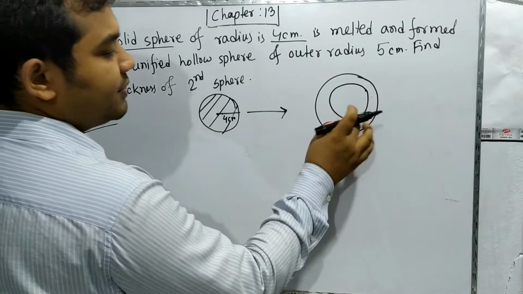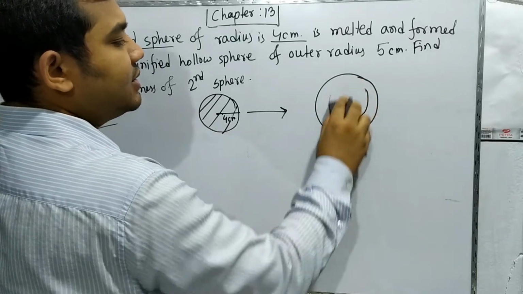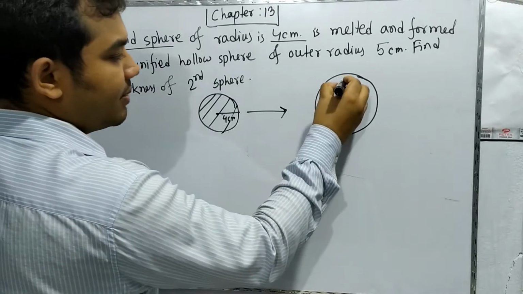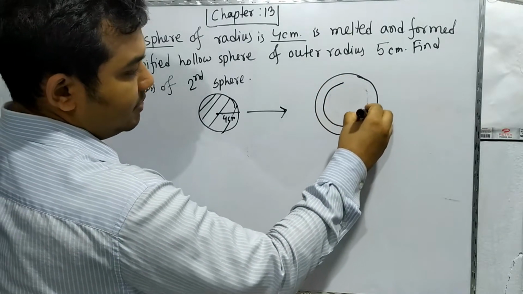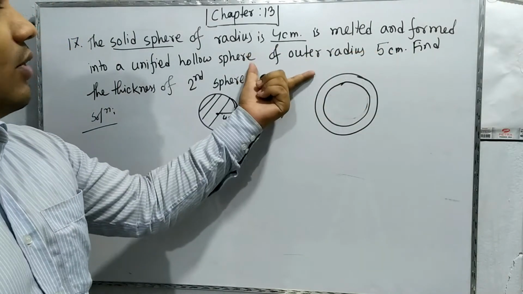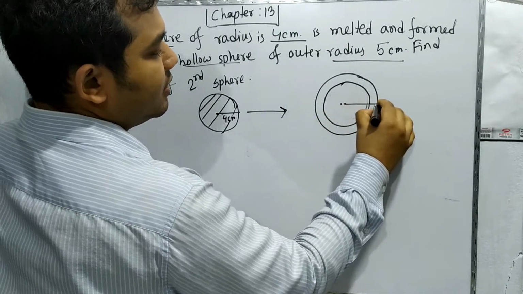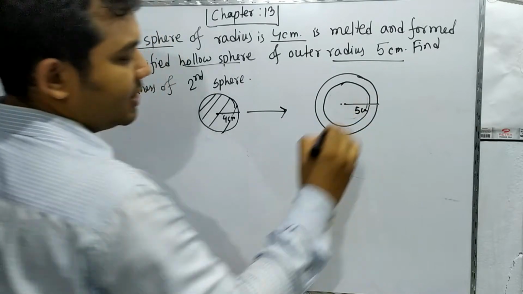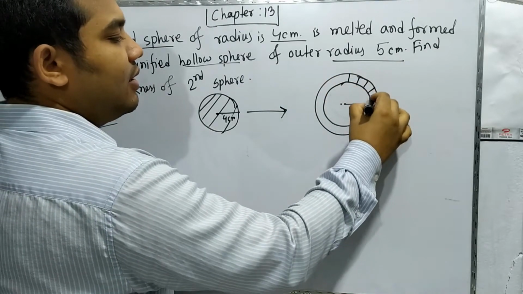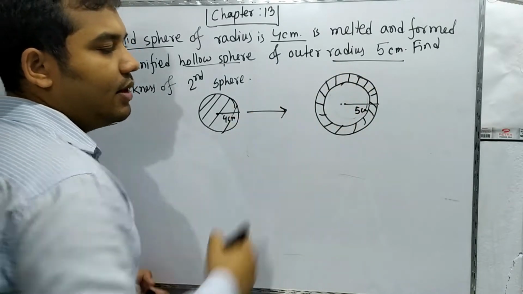In this unified hollow sphere, actually it's not correct, what I am trying to draw. Actually the thickness will be the same. Okay, thickness must be the same. Looks like this. Okay, here the radius of the hollow sphere is 5 centimeter. So what actually happened here? This is the solid part and this is the empty part.